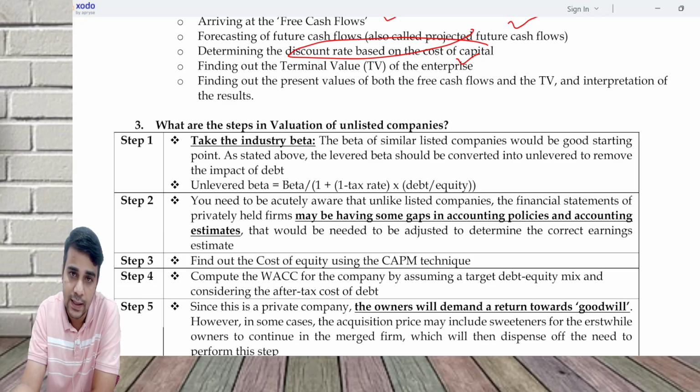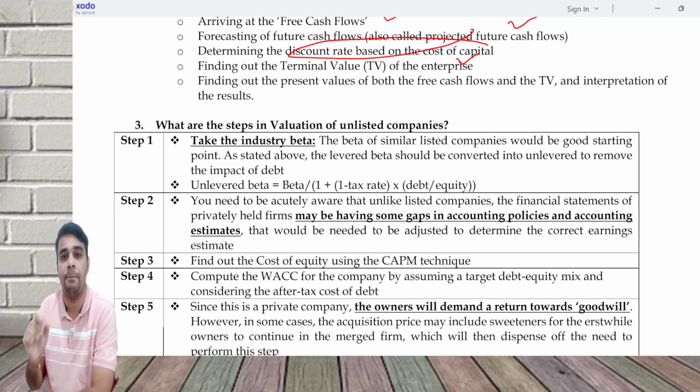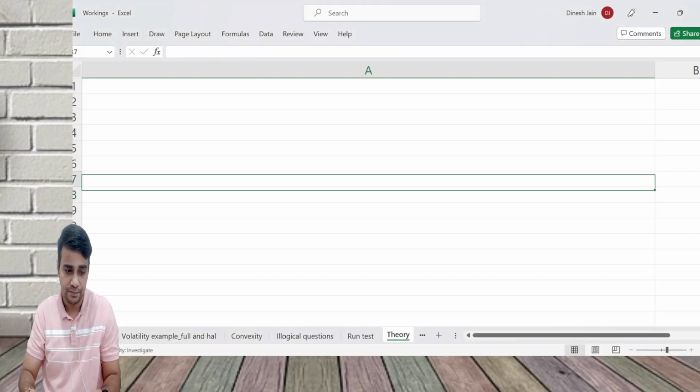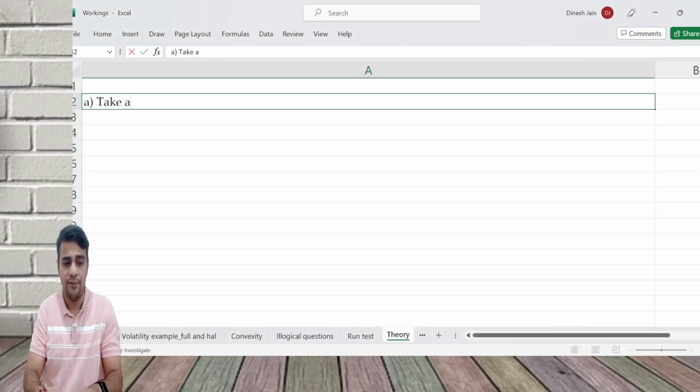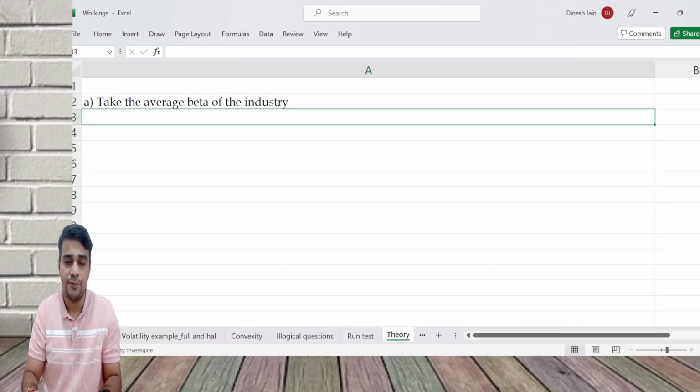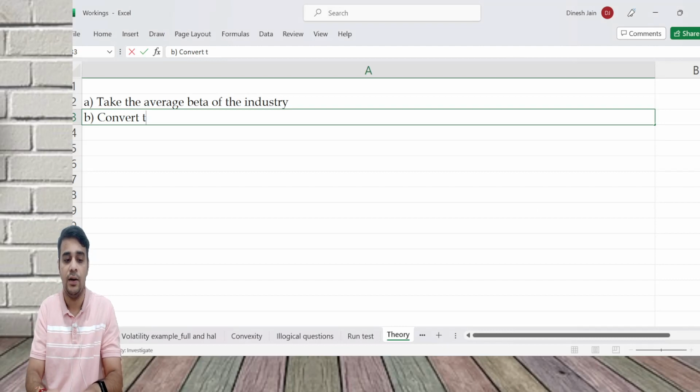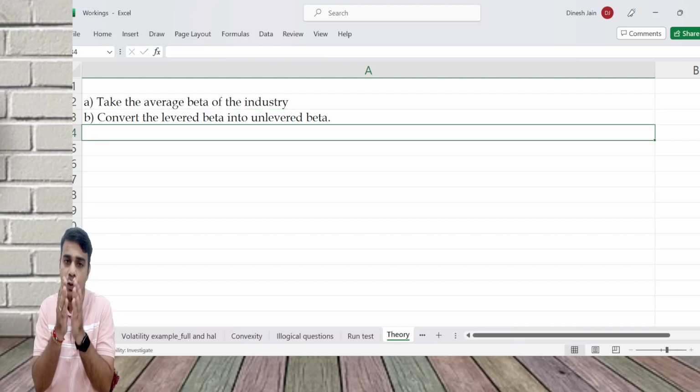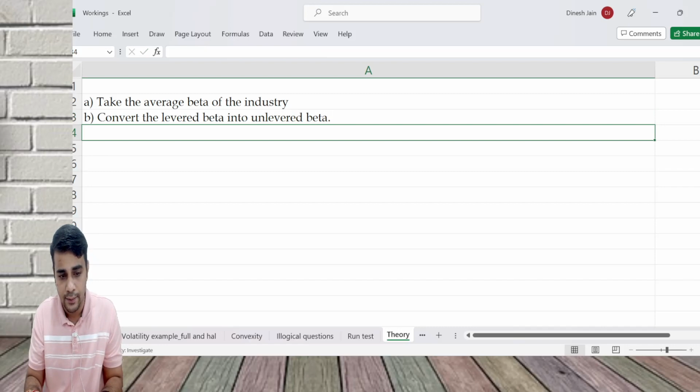For valuing an unlisted company, assume you want to value an IT company. So first thing you need to do is take the average beta of the industry. You can go through the market. If you want an IT company, there are 30-40 IT listed players out there. Take the average beta of that. Once you take this industry beta, you will have to convert the levered beta into unlevered beta. How do you convert? You learn this in portfolio management chapter. You have to convert this levered beta into an unlevered beta.